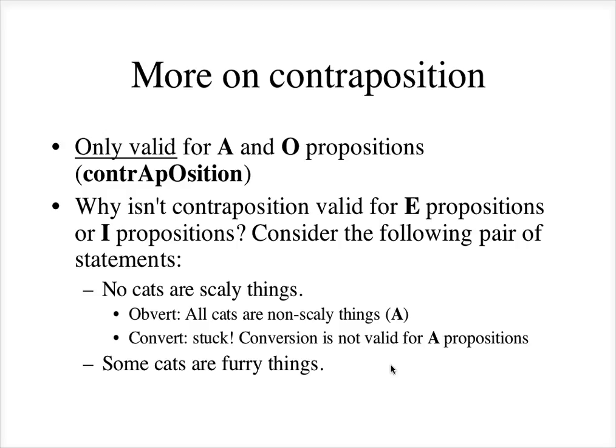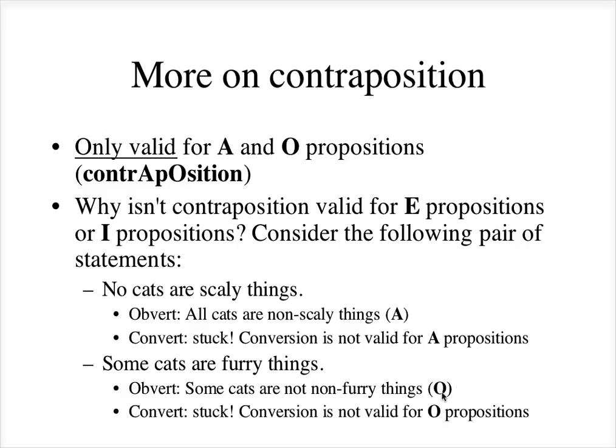Likewise, some cats are furry things. Again, we can obvert it, no problem. But then it becomes an O proposition, and sadly, conversion is not valid for O propositions. So again, we get stuck. So that's why it is only A and O propositions. I'll let you work this out for yourself. You could go through all the steps, obvert, convert, obvert, and you'll see that you'll end up in exactly the same place as is given by the basic schema in both cases. But as you can see here, you can't get all the way through the sequence for E and I propositions.